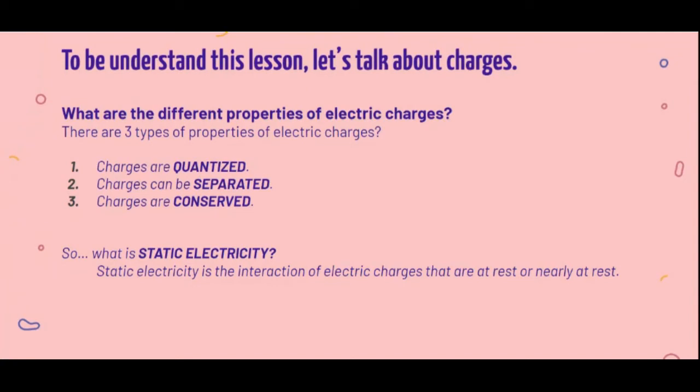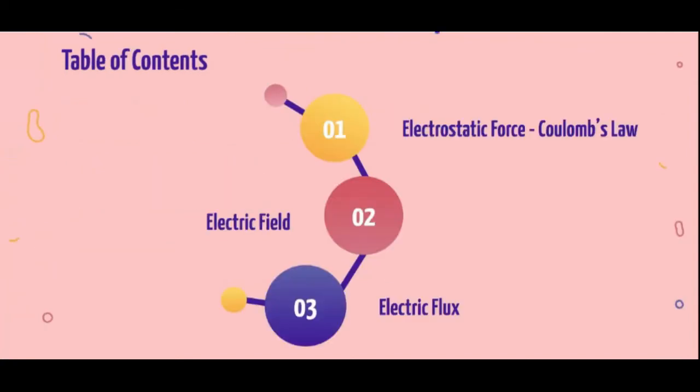Now, there are three main things that we need to talk about in static electricity. For the first part, we will be talking about Coulomb's law, electric field, and electric flux. So Coulomb's law is also known as electrostatic force, the force present when two charged objects or charged particles are in contact with each other, how much force is being exerted by one another.